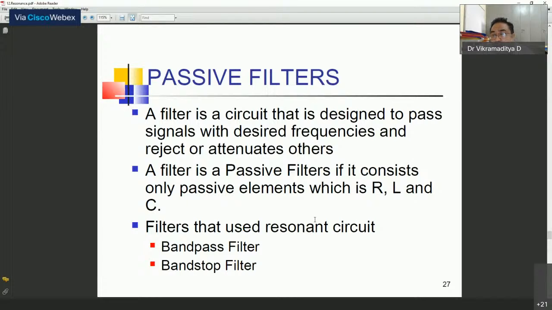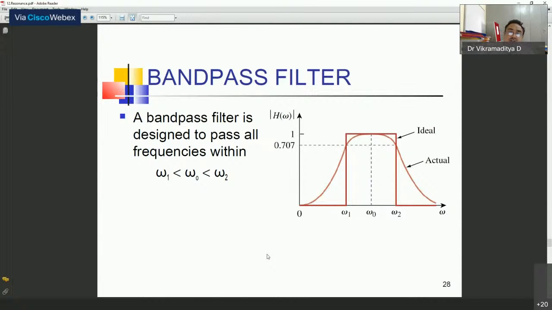So in that case, we use filters, and those filters are designed using R, L, and C. Once R, L, and C are there, definitely they will have a resonance phenomenon. Hence, how that resonance phenomenon is going to affect our performance, you should know the analysis of the resonance phenomenon. So they can be used in low pass filter, high pass filter, band pass filter, band stop filter. What these filters are, we will cover in the second chapter. But suppose a band pass filter is there.